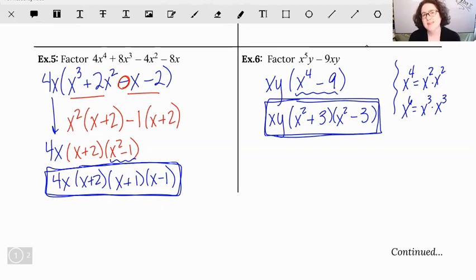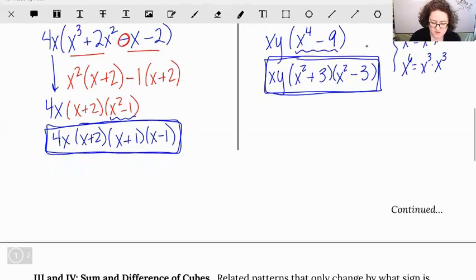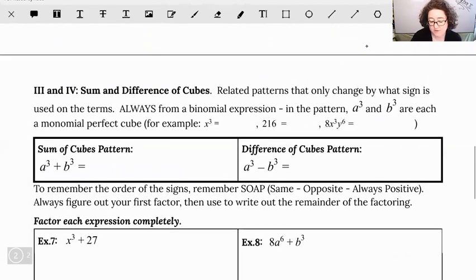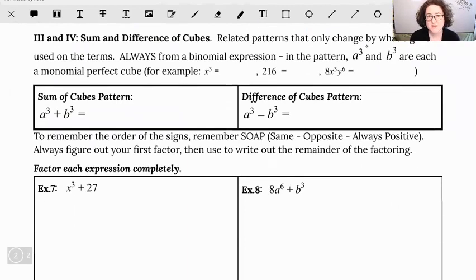Okay, let's look at our last pattern now. This pattern is called sum or difference of cubes. And I like to keep these patterns together because they're really the same pattern in disguise. The only change is what order your signs are in. So your terms themselves are always going to have the same pattern. Now, when we're looking at these, it's always going to be a binomial, 2 terms. And to use this factoring pattern, they both have to be perfect cubes.